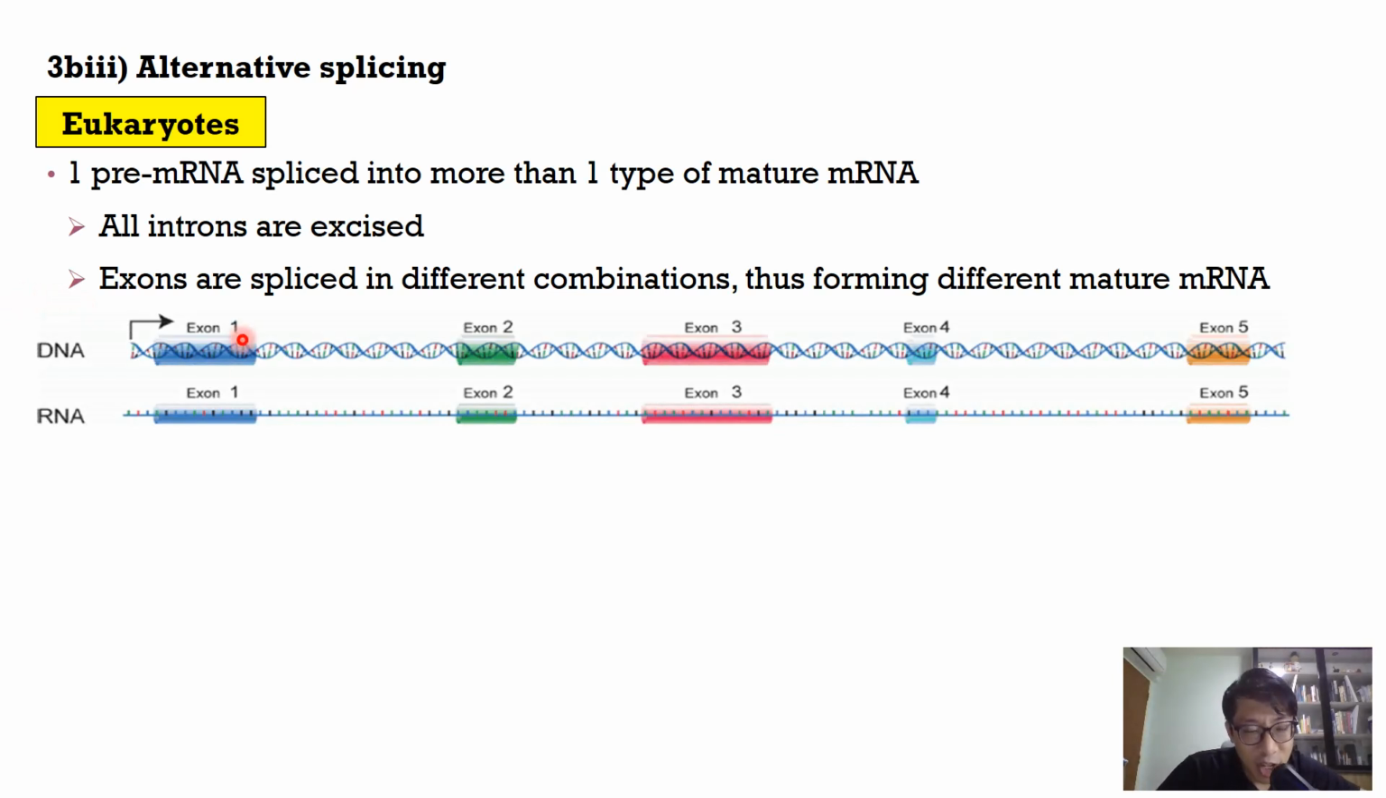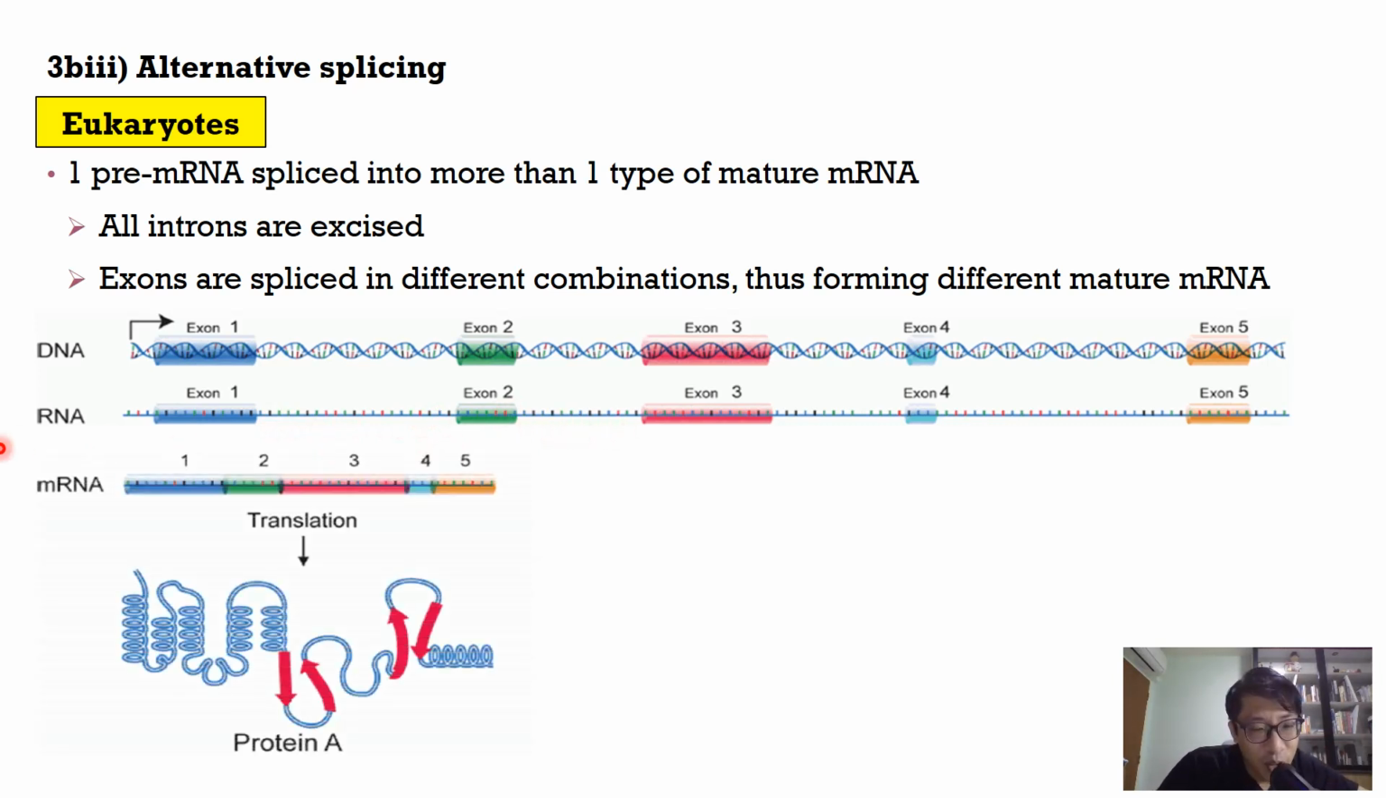Imagine this gene in the DNA, which is transcribed into the pre-mRNA. The pre-mRNA has exons and introns and exons and introns. Those not labeled are the introns. After splicing, this is one scenario: all 5 exons are joined together and all the introns are excised. This is one form of mature mRNA which can be translated into protein A.